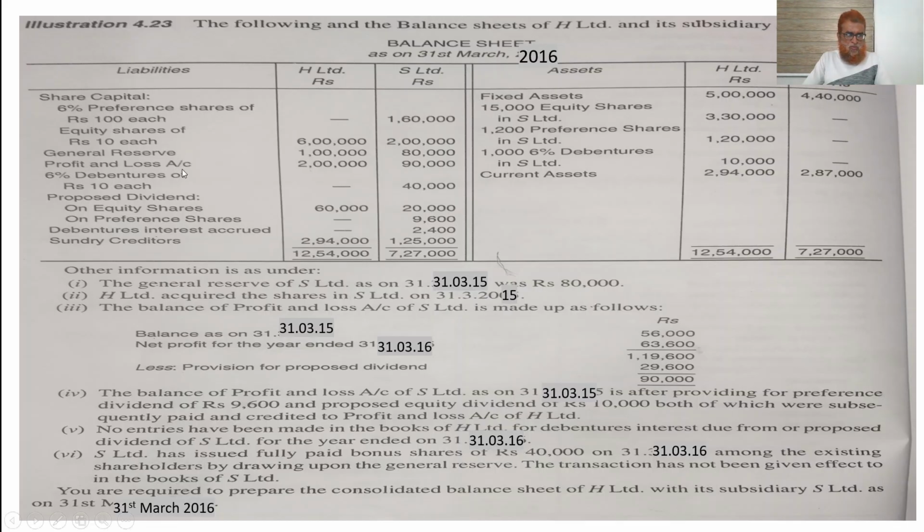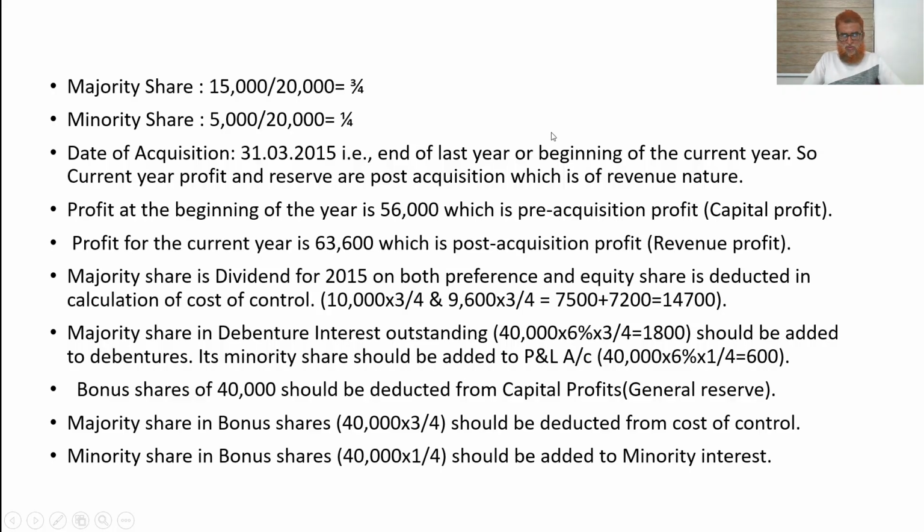General reserve, profit and loss account, 6% debentures, proposed dividend on equity shares and preference shares, outstanding interest accrued 2,400, sundry creditors. These are the items on the liability side. On the asset side, you have fixed assets. Then there are three types of investments.